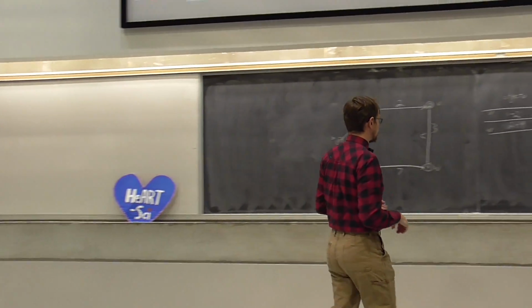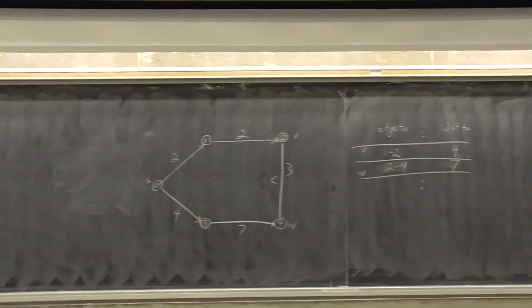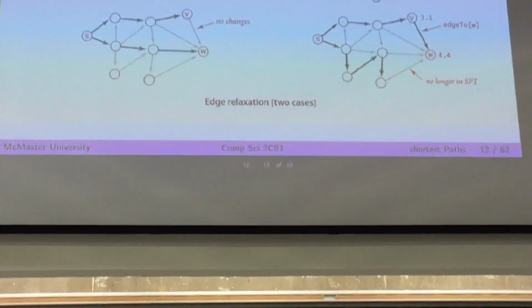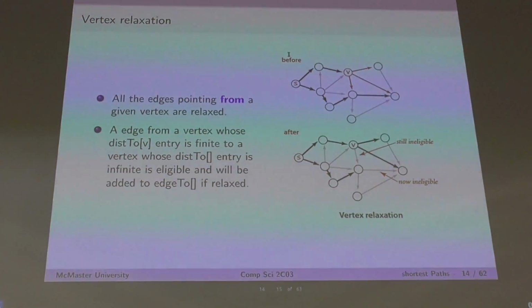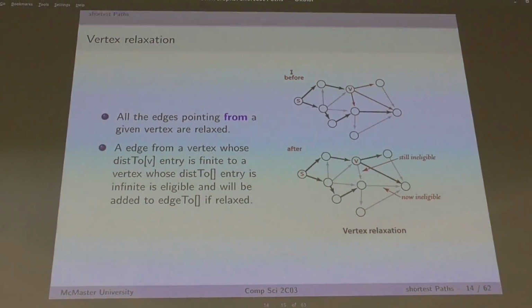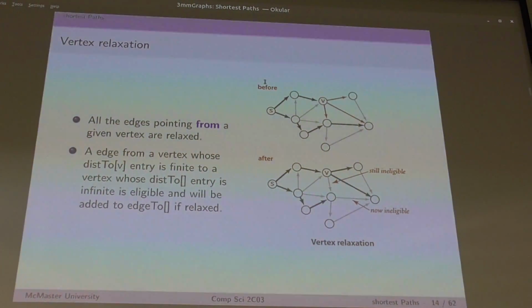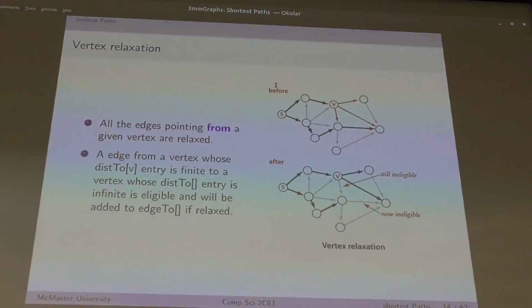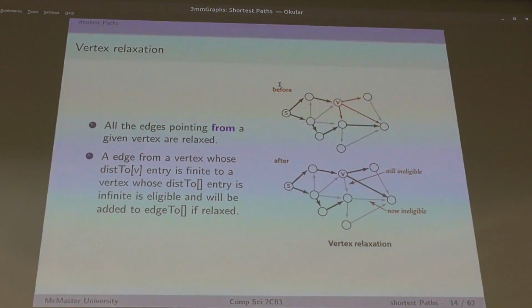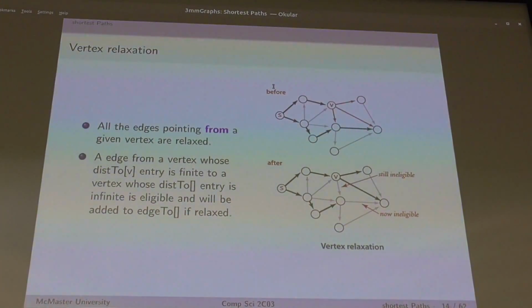Okay. So that's edge relaxation, right? Here's another example of that, but I did one on the board, so who cares? So, additionally, vertex relaxation. All edges pointing from a given vertex are relaxed. An edge from a vertex whose distance to V entry is finite to a vertex whose distance to entry is infinite is eligible and will be added to the edge 2 array if relaxed.